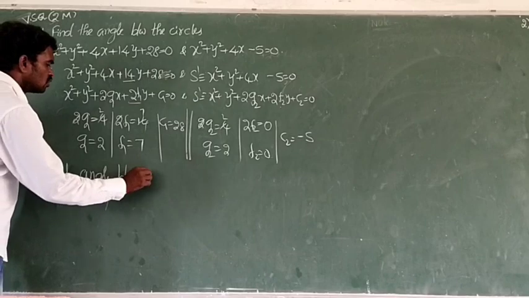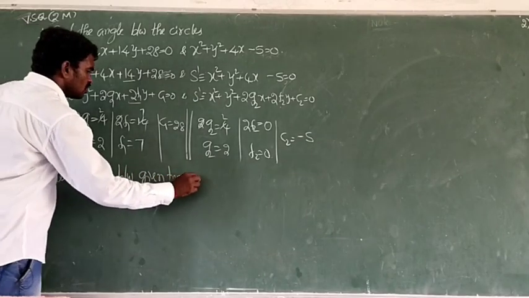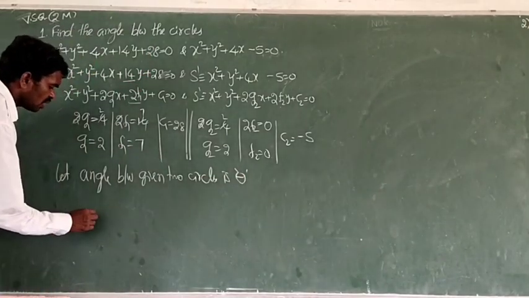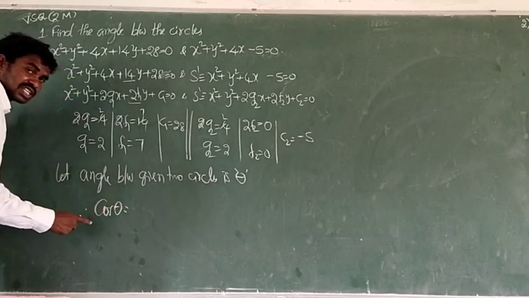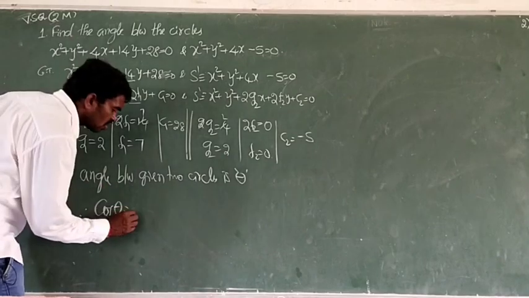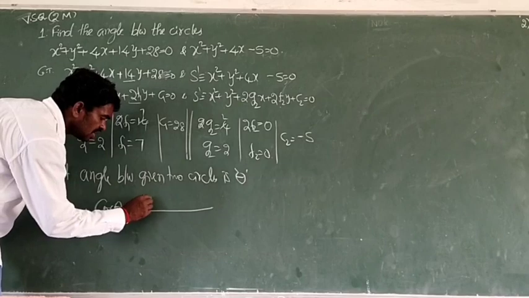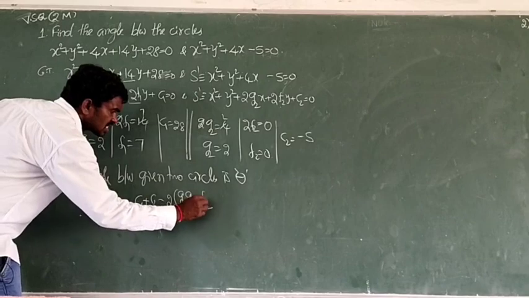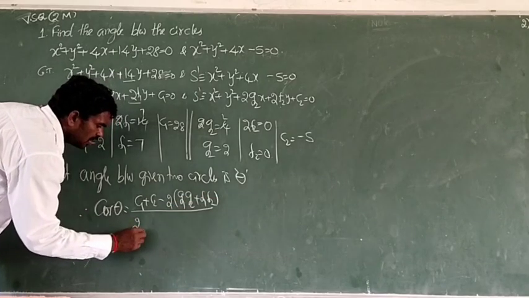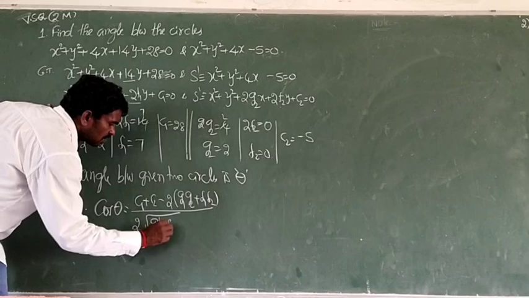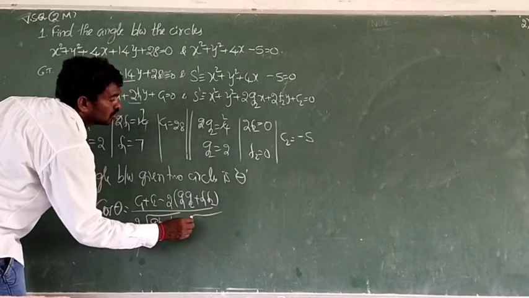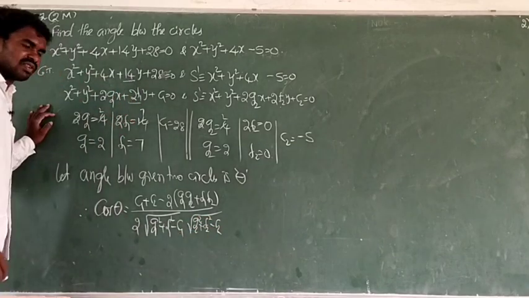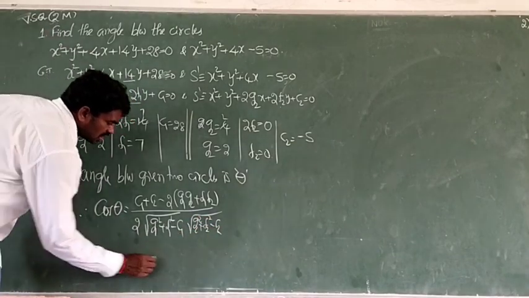Now, formula. Let the angle between the given two circles be theta, I am assuming. So what is the formula? If angle is theta, then cos theta equals c1 plus c2 minus 2 into g1 g2 plus f1 f2, by 2 into root of g1 square plus f1 square minus c1 into root of g2 square plus f2 square minus c2. Yes, very good. That is the formula. Now substitute in this formula.